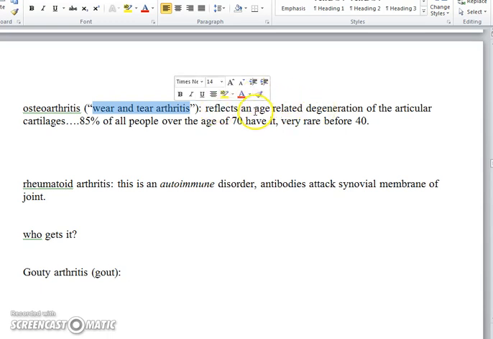It says it's age-related degeneration of the articular cartilages. So remember those? You guys don't remember the articular cartilages? Remember, it's a protective cap over the ends of the bones. And as we get older, it's not replaced as fast as it's worn out. It says 85% of all people over the age of 70 have it, rare before 40. If you know someone young that has arthritis, it's probably not this one. If you know someone older that does, put your money on that.